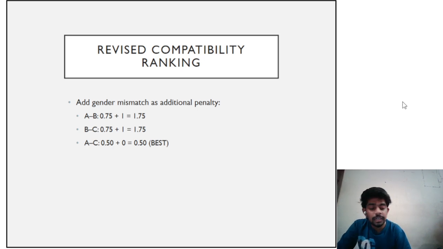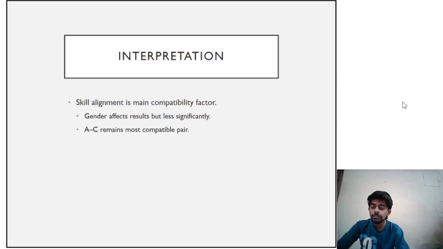So now let's interpret our results. What we learn from this is that skill alignment is the dominant factor in collaboration analytics. Gender plays a secondary role in the dataset, but it can still influence compatibility in some contexts. For example, if teams require diversity or if gender-based communication styles matter. However, here the skills carry more weight, and the final ranking is unchanged.